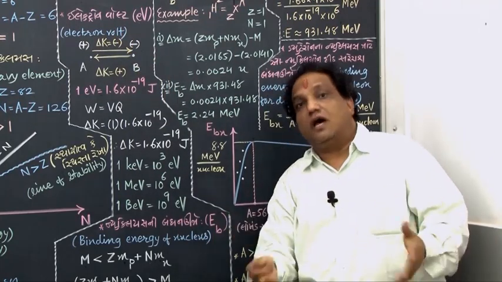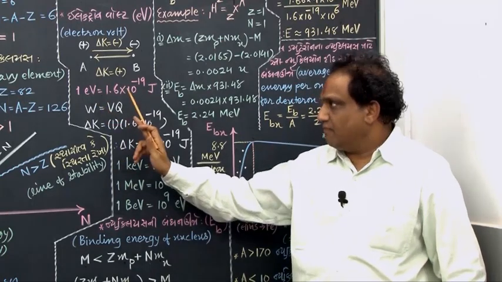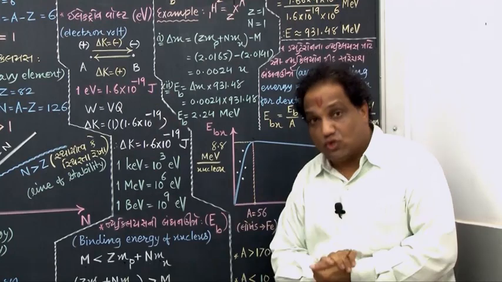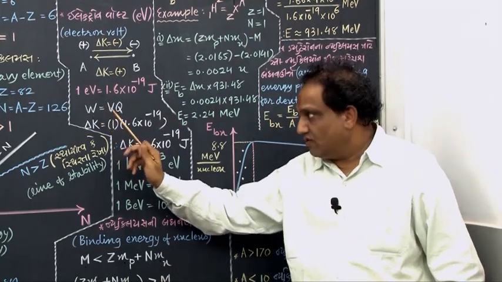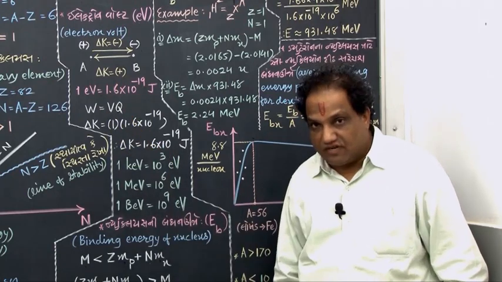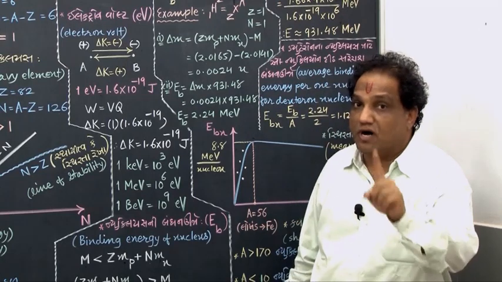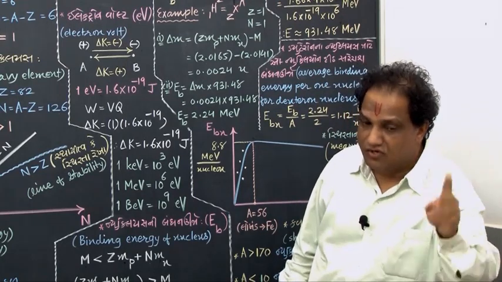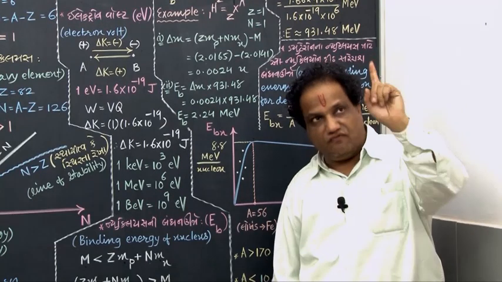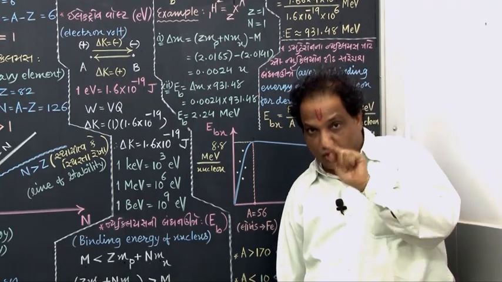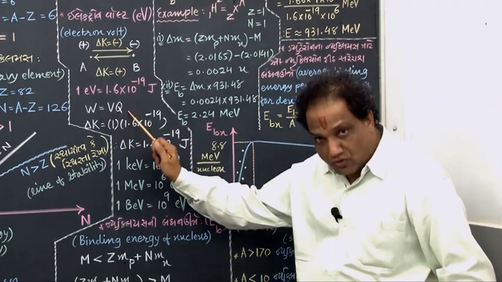But you may ask, how many joule? Very simple. 1 electron volt is 1.6 into 10 raised to minus 19 joule. How would you prove it? Don't you know this small formula? W equals VQ, where V is the potential difference and Q is the charge. Tell me, what is potential difference? Work done on unit charge. On unit charge, if V amount of work is done, then on Q amount of charge, how much is the work done? W equals VQ.